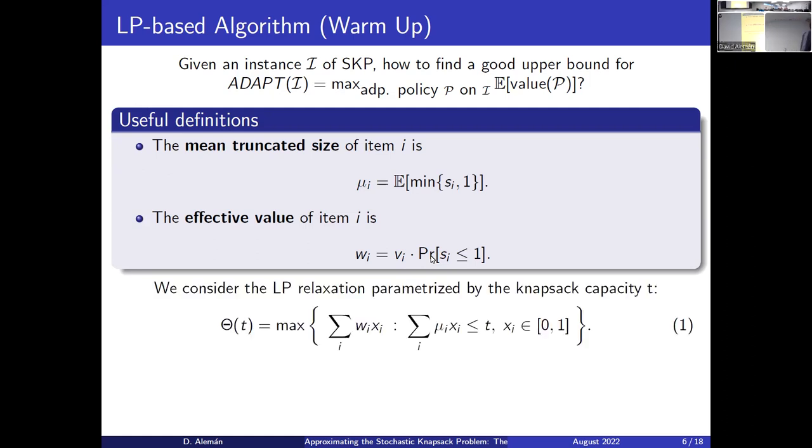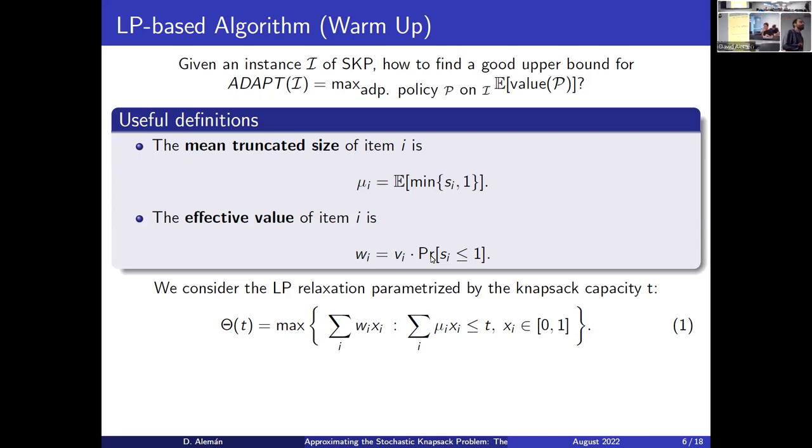The LP relaxation that we are going to consider is the following. Theta of t is equal to the maximum of the summation over the items i of w_i x_i, subject to the constraint that the summation over the items i of mu_i times x_i is at most t, and x_i is a quantity between 0 and 1.